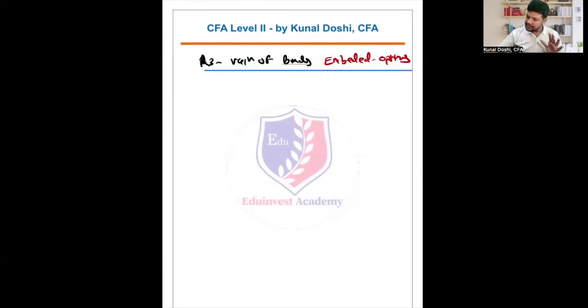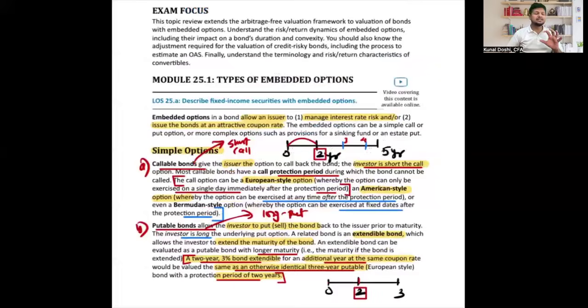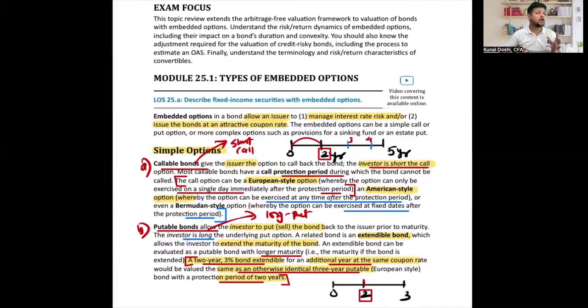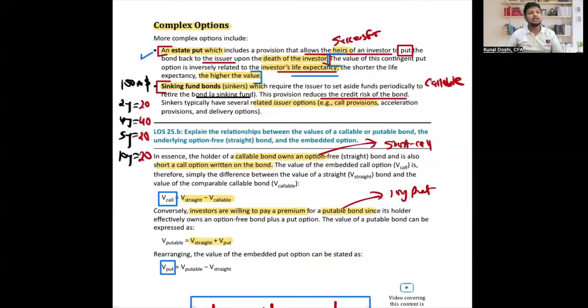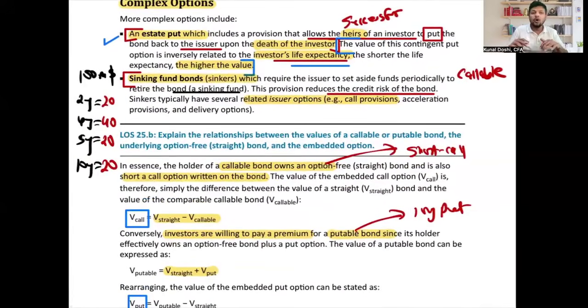So let us start with the valuation using embedded options. Remember there are simple options, callable and putable, which we all know. For complex options, you don't have a calculation, but they are the estate put. With an estate put, you allow your successors, that is the heirs, to transfer the amount when you transfer the estate.